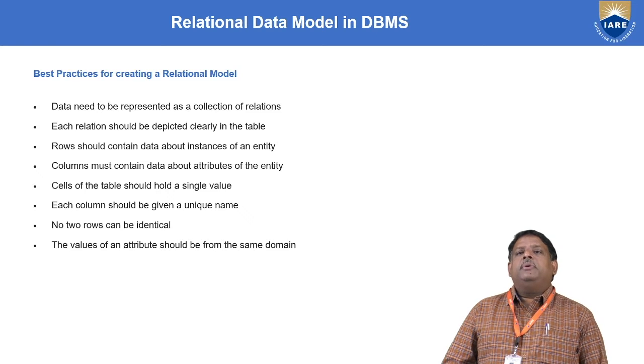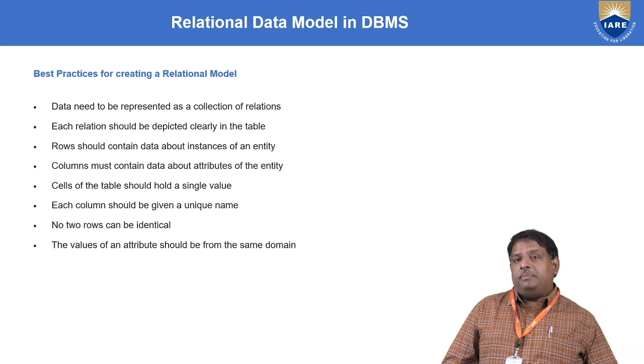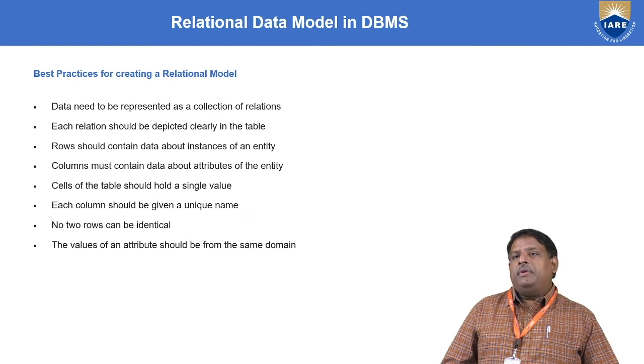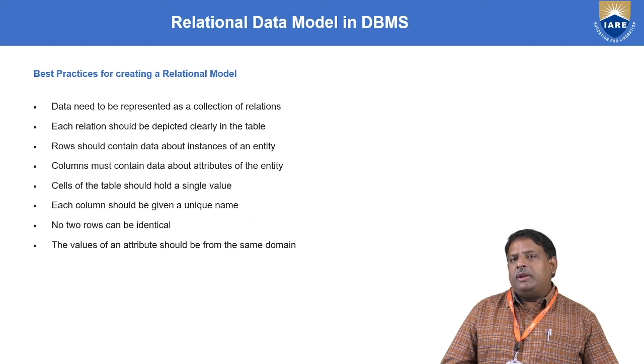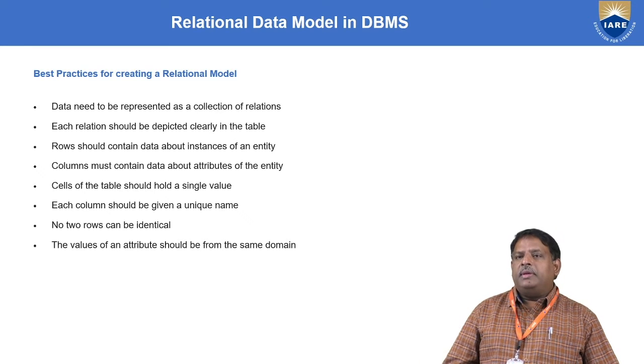The value of an attribute should be from the same domain. Like when we're talking about customer, you should have the value of customer details in one attribute, like customer name, customer ID, and so on. We can't bring some other attribute's value here.